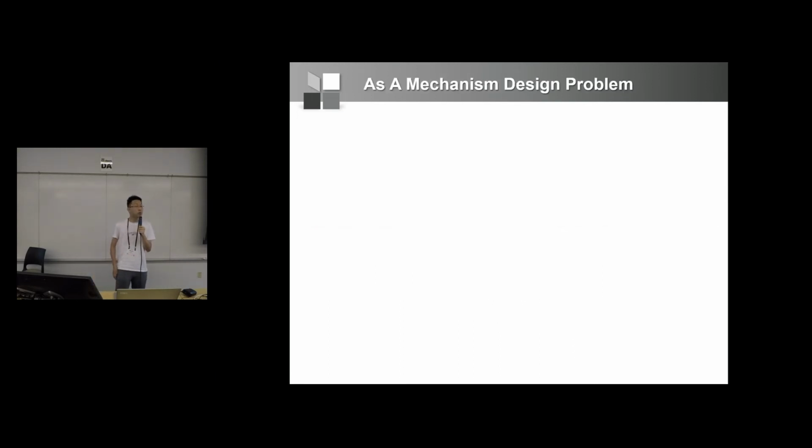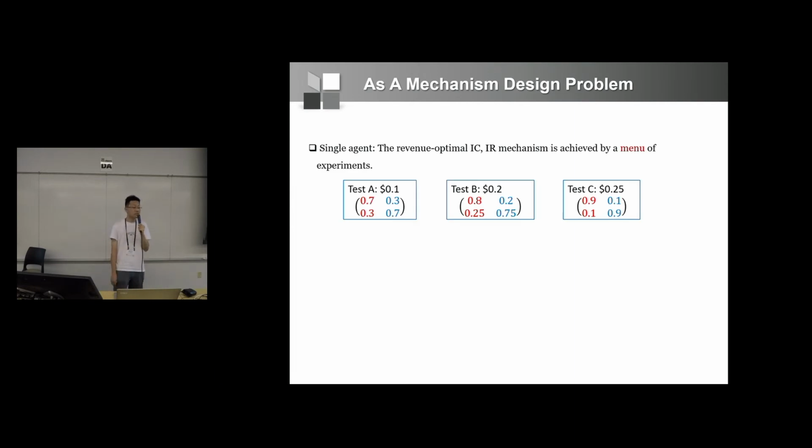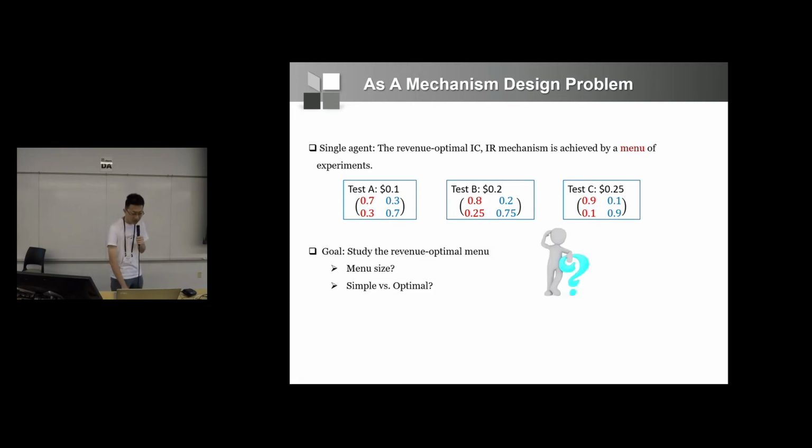So now the problem becomes a classic mechanism design problem where the allocation is the experiment. Since it's a single agent problem, the revenue optimal truthful mechanism is achieved by a menu of experiments. So the goal for our paper is to understand the revenue optimal menu in this problem.